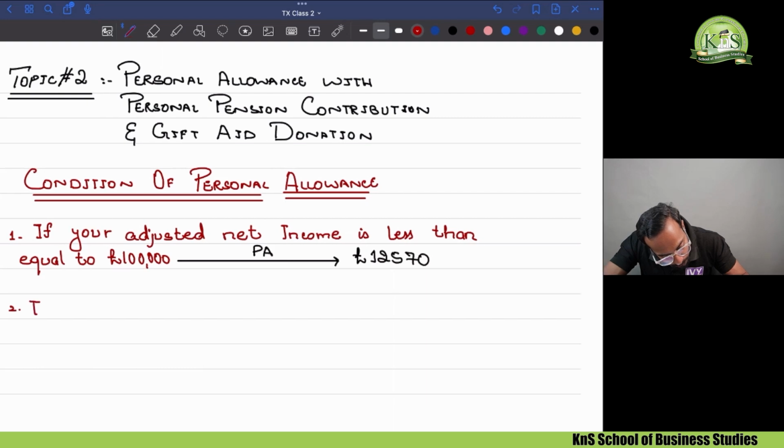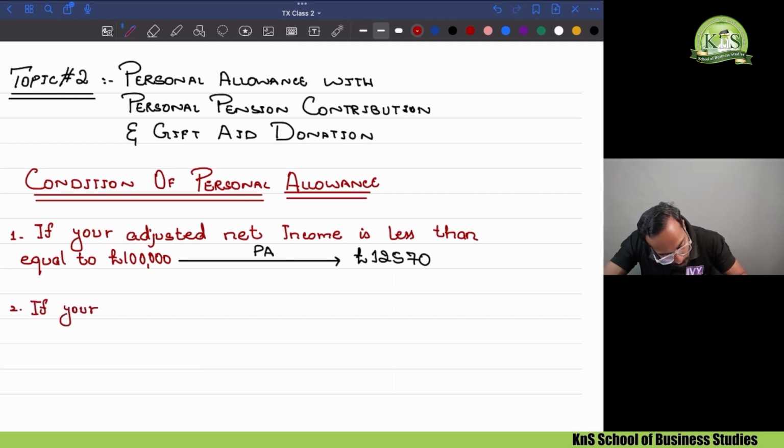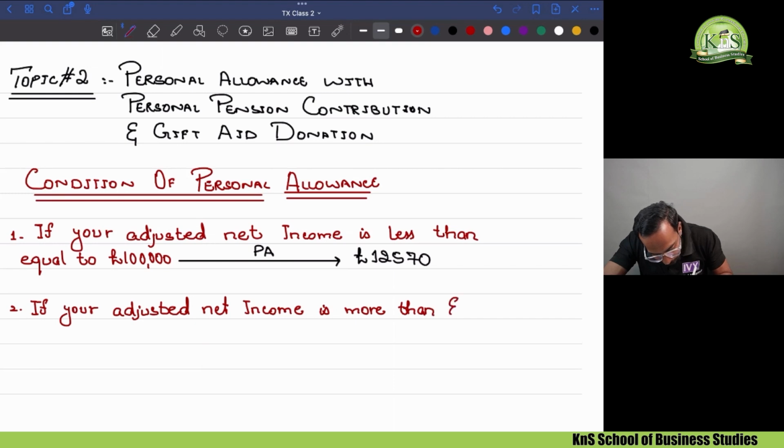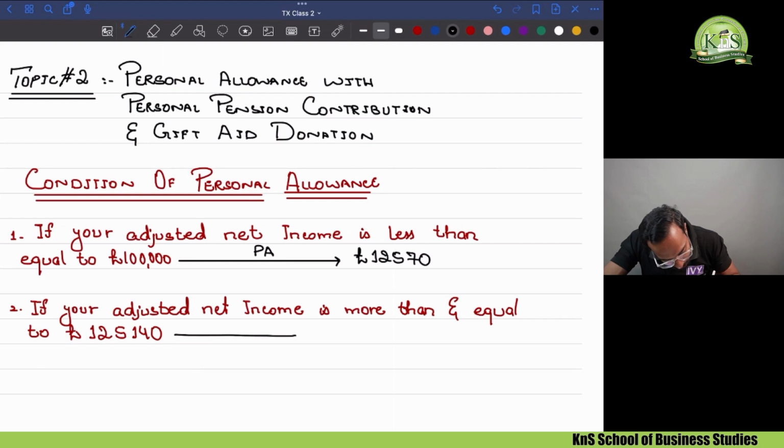Point number 2: if your adjusted net income is more than or equal to 125,140, then your personal allowance will be 0. Please again note this point.